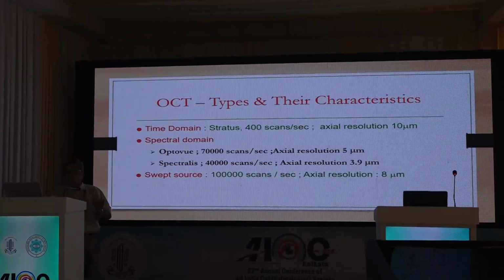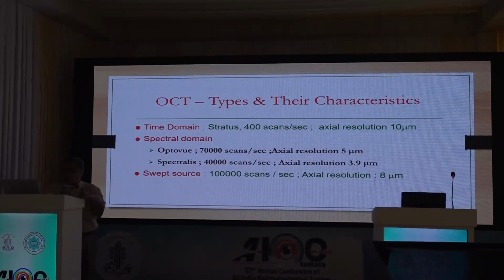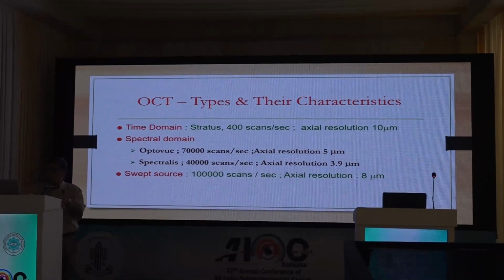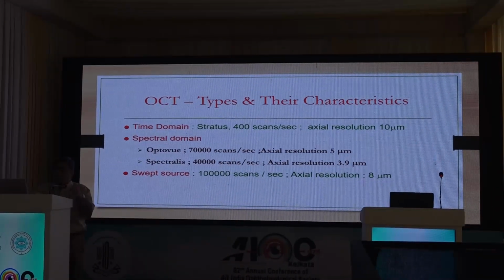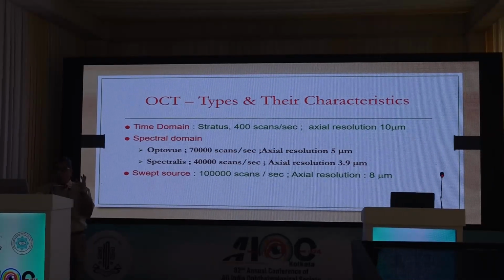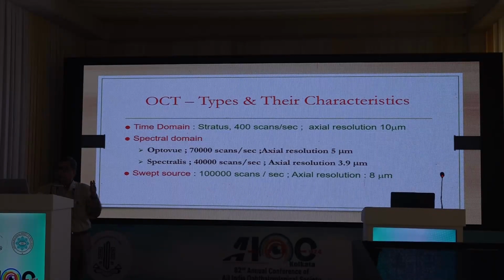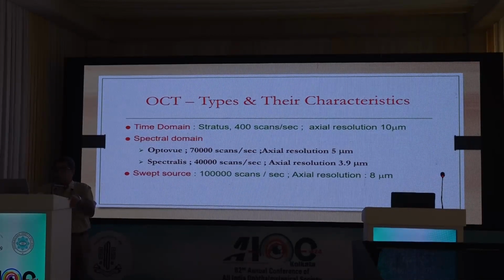We have different types of OCTs. We have the time domain, which was the first one to come. That's the Stratus machine, which had around 400 scans per second. Then we had the spectral domain, which is the workhorse, and there you have the OptoVue, which goes up to 70,000 scans per second, and the Spectralis, which does 40,000 scans per second. Their axial resolution varies from 3 to 4 micron. And finally, now you have the swept source machines, which can go up to 100,000 scans per second and have an axial resolution of around 8 micron.